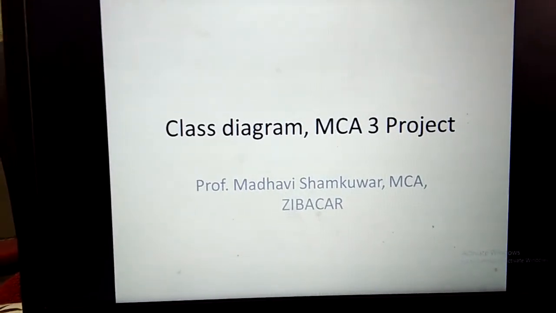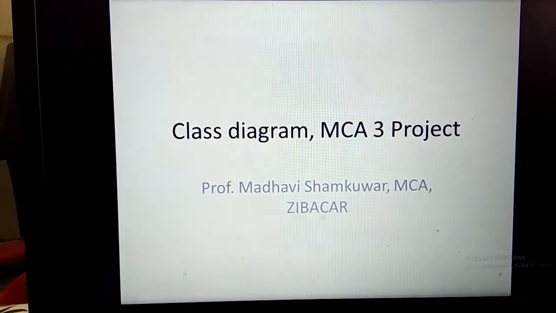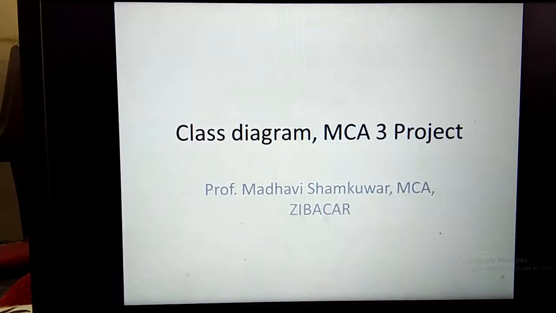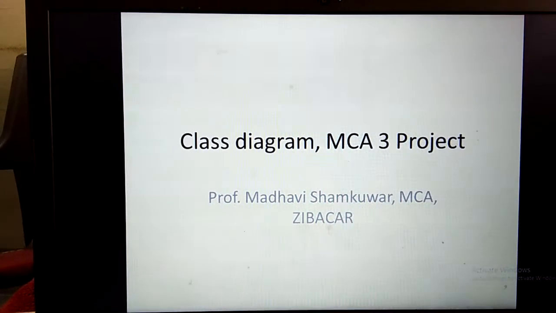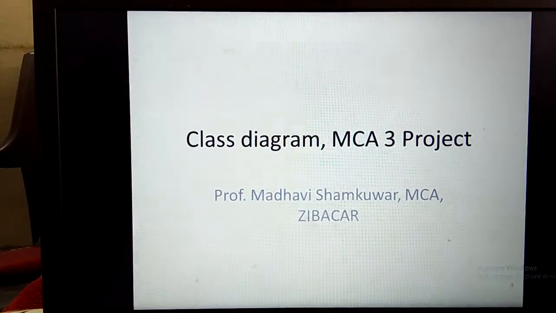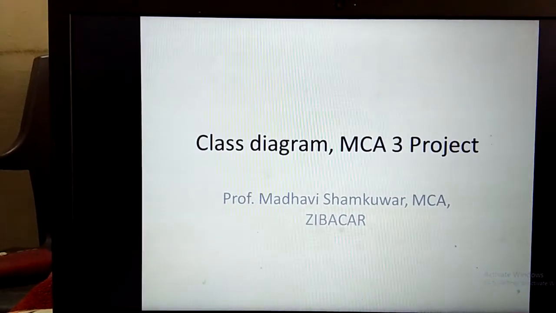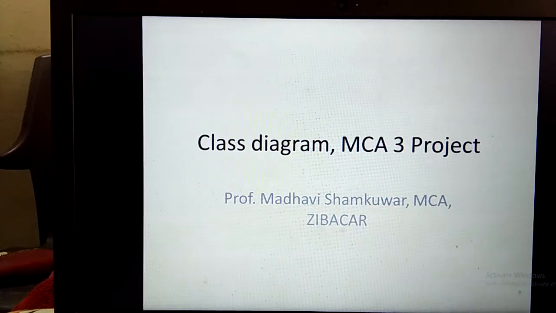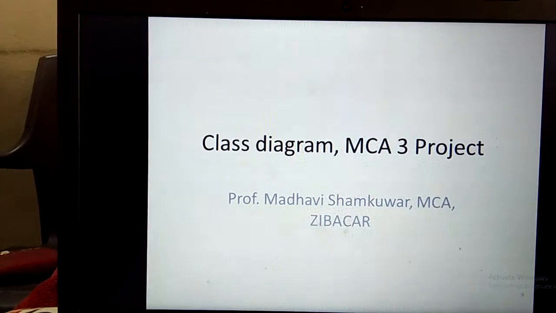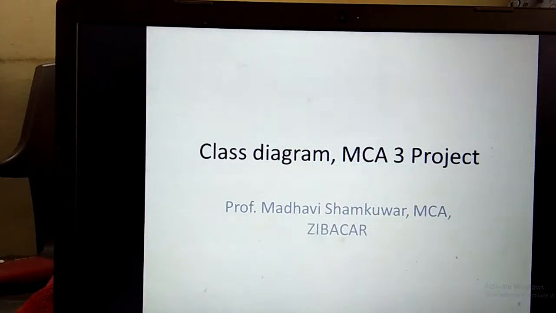Hello students, today we will see how to draw a class diagram for project documentation. As we all know, we draw various UML diagrams to have a visual representation or a prototype of a system. To give a static view of a system, or a structural view of a system, we require a class diagram. A class diagram is used for visualization, for coding purpose, and for documentation of a project.